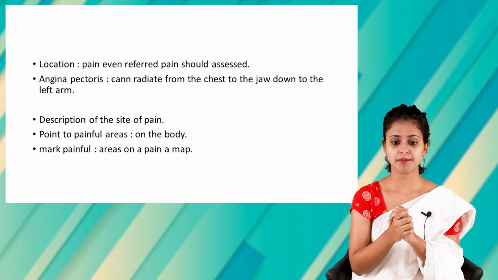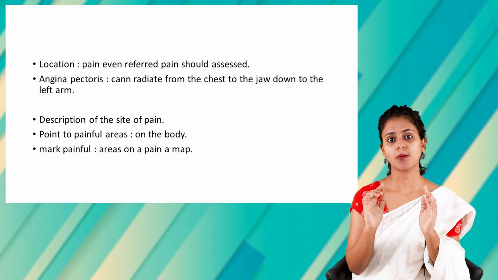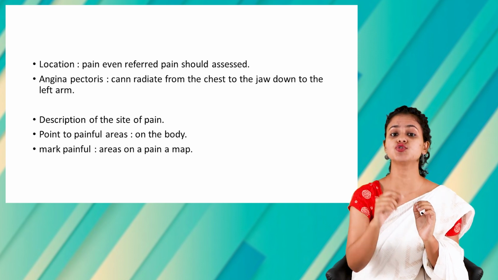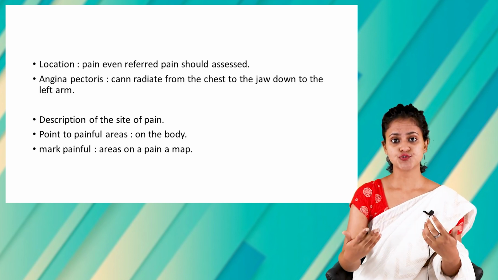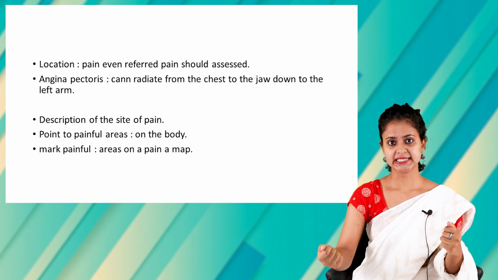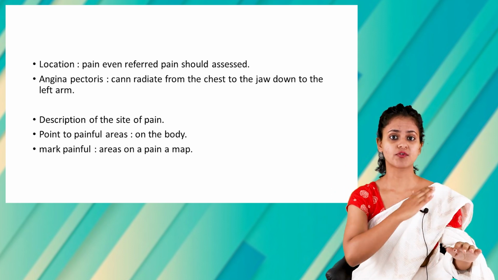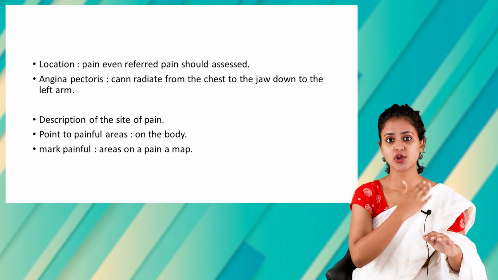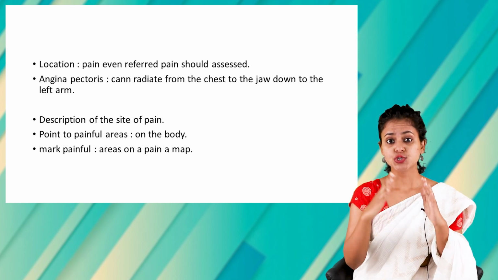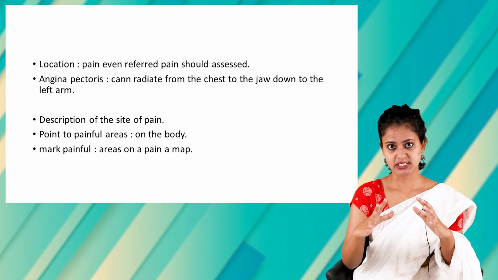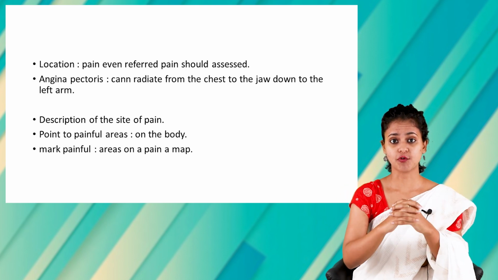For example, angina pectoris can radiate from the chest even to the jaw and down to the left arm. Some patients will literally be complaining that the pain is present over the left arm or maybe the shoulder and the jaw area. So it is our responsibility to identify the presence of referred pain.